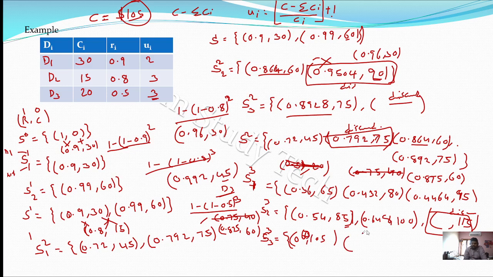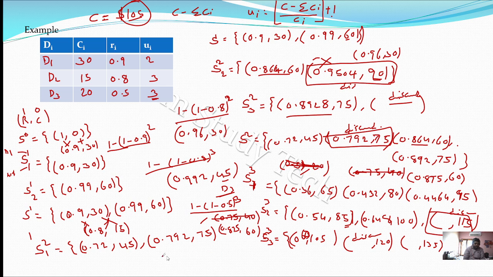Here it is, you can see 60, here 60, here 60, 120. Okay, so you can discard that 120. Here no need to calculate, this is discarded. Here also 60 plus 75, that is 135, this is also discarded.